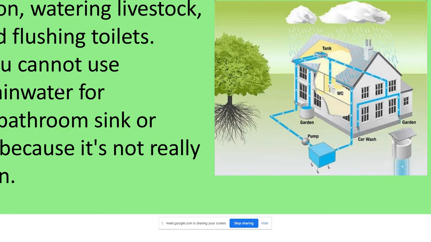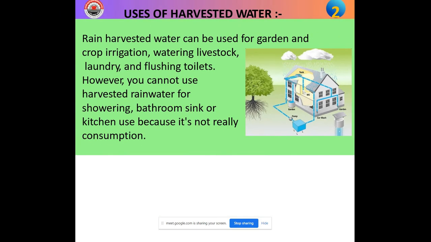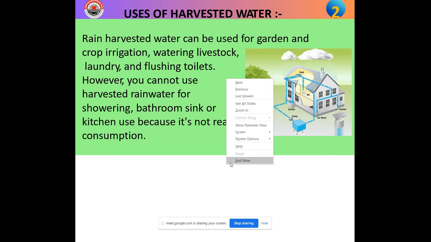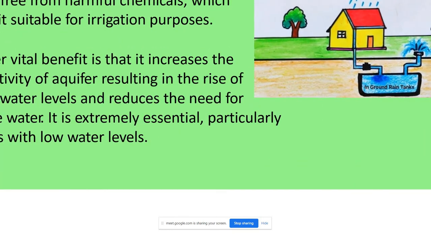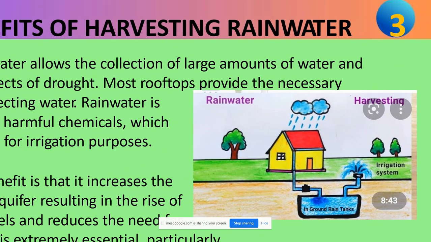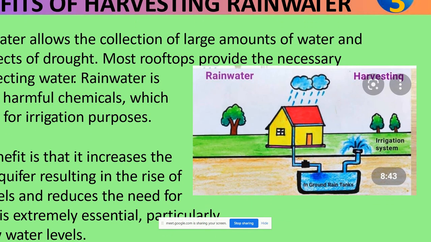Benefits of harvesting rainwater. Harvesting rainwater allows the collection of a larger amount of water and mitigates the effect of drought. Most rooftops provide the necessary platform for collecting water. Rainwater is mostly free from harmful chemicals, which makes it suitable for irrigation purposes. Another vital benefit is increasing the productivity of aquifers, resulting in the rising of groundwater level and reducing the need for potable water.